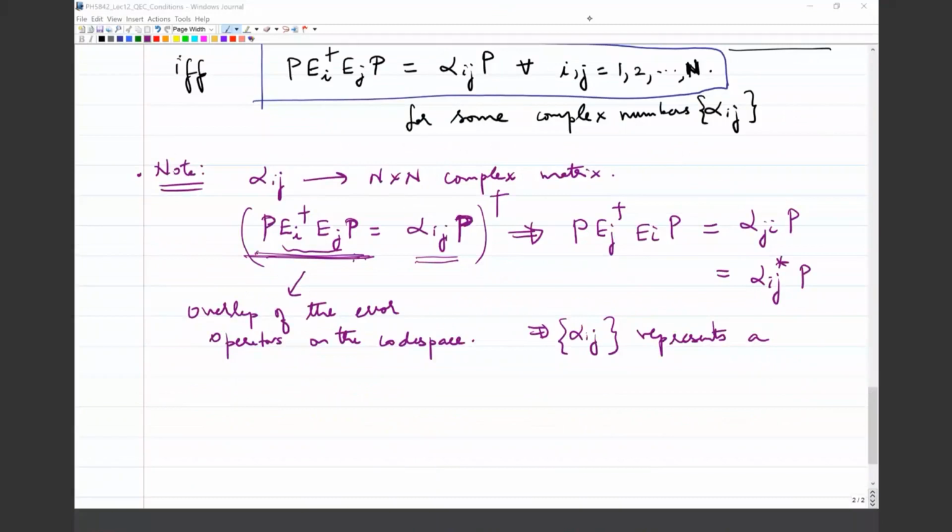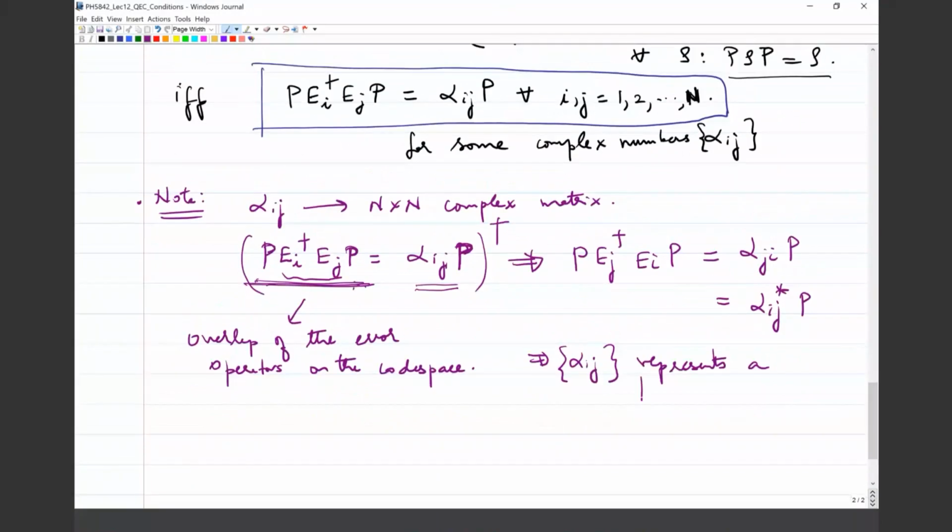What kind of a matrix is alpha ij? Hermitian matrix. Yeah, indeed. It is an n cross n Hermitian matrix. Right? So just from the way the condition is written down, it becomes an n cross n Hermitian matrix. And this will be crucial in what we are going to say next.